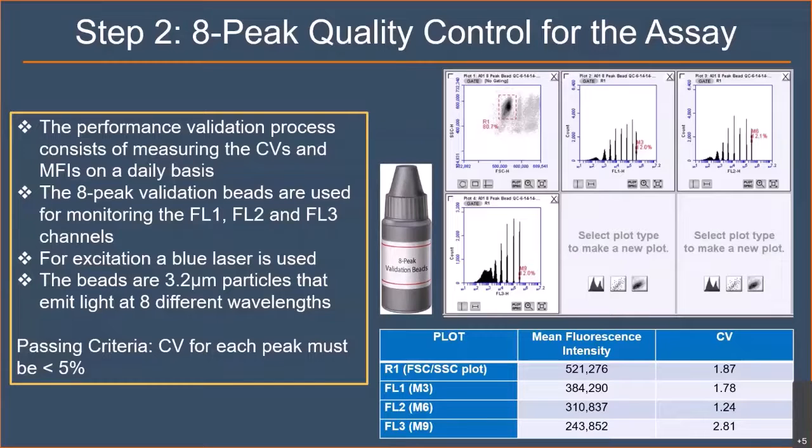And we measure the peak of the brightest fluorescence intensity, which is shown over here, and also check the coefficient of variation. The coefficient of variation should be less than 5% for the quality control to pass this criteria.